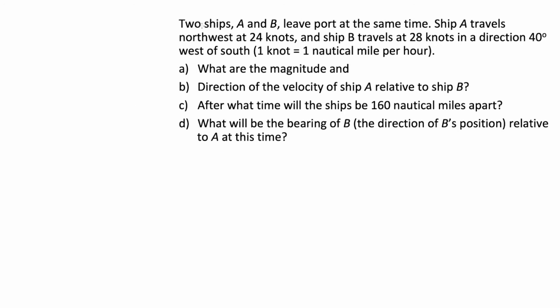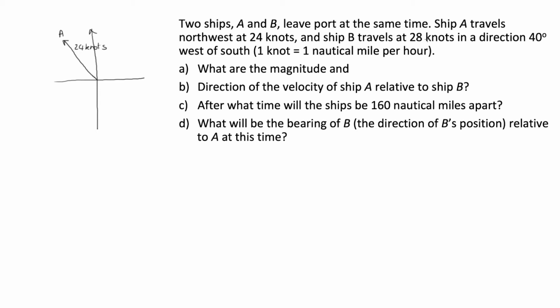Okay, so another problem. Two ships A and B leave port at the same time. Ship A travels northwest at 24 knots. Okay, so let's draw a little diagram here. Here's ship A traveling northwest, so like this, at 24 knots. And this is ship A.